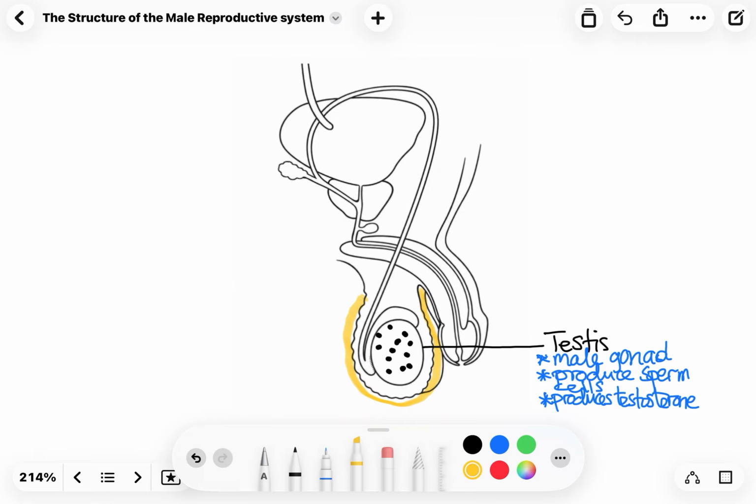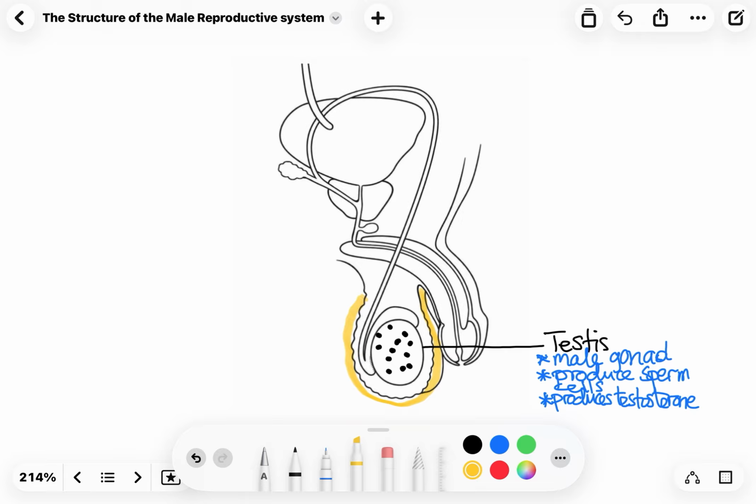Right? Why outside the body? It is to make sure that it maintains a temperature that is 2 degrees below the body temperature. What is the importance of this temperature that is below the body temperature? It is for the production of healthy sperm cells. The idea is to produce healthy sperm cells.